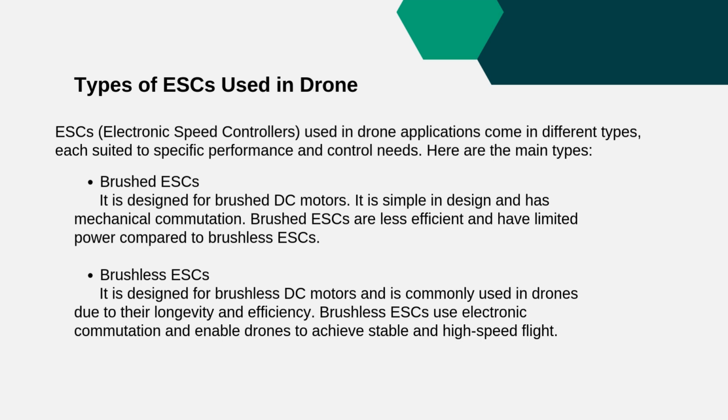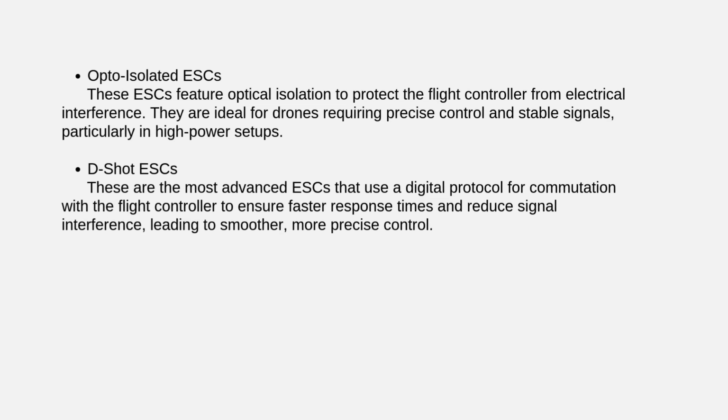Brushless ESCs. It is designed for brushless DC motors and is commonly used in drones due to their longevity and efficiency. Opto-isolated ESCs. These ESCs feature optical isolation to protect the flight controller from electrical interference. They are ideal for drones requiring precise control and stable signals, particularly in high-power setups. D-Shot ESCs. These are the most advanced ESCs that use a digital protocol for communication with the flight controller to ensure faster response times and reduce signal interference, leading to smoother, more precise control.